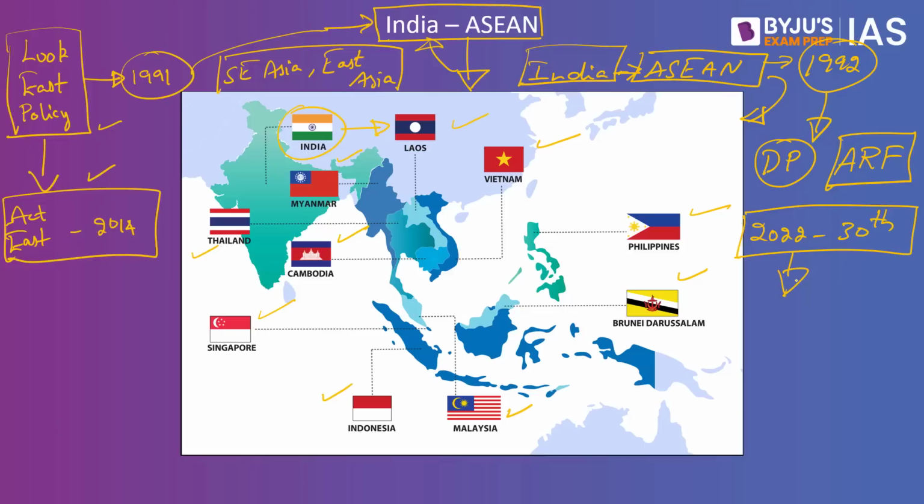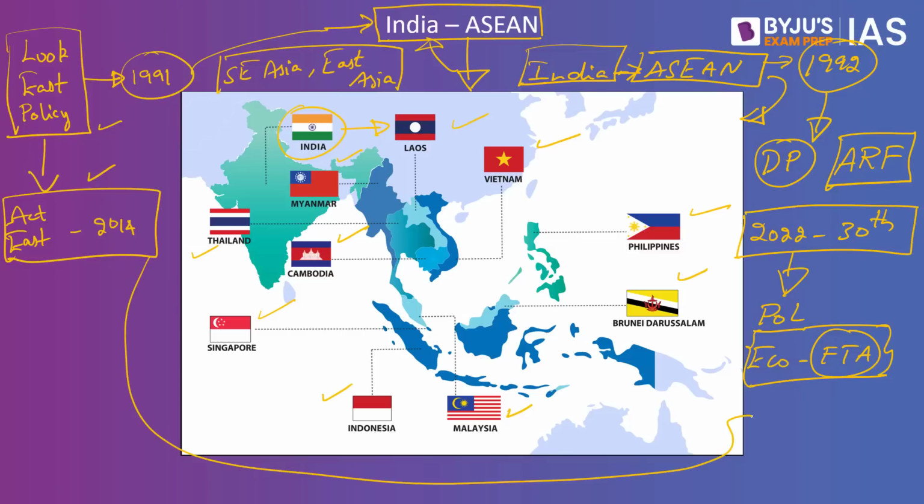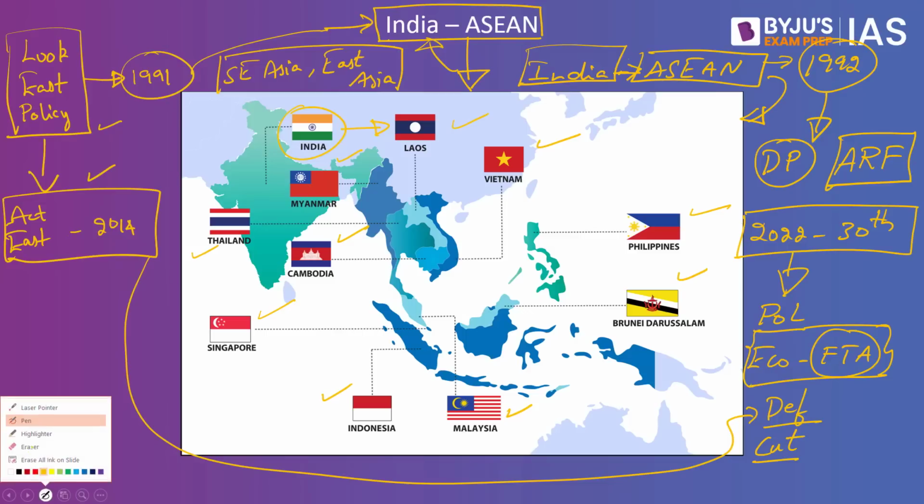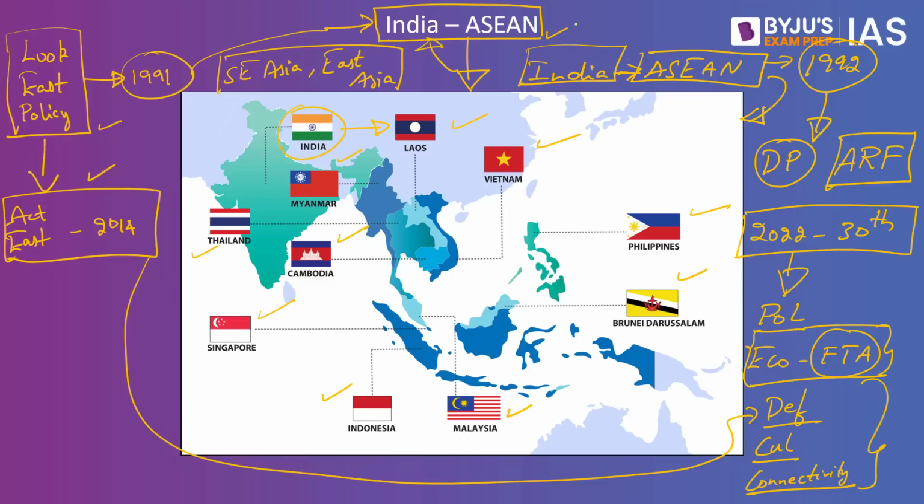And over the last 30 years, we have not only built close political relations, but we've also built very close economic relations by signing a free trade agreement with ASEAN that covers goods, services, and investments. And especially under Act East policy, India has been stepping up defense and military relations, along with focus on cultural relations and connectivity.